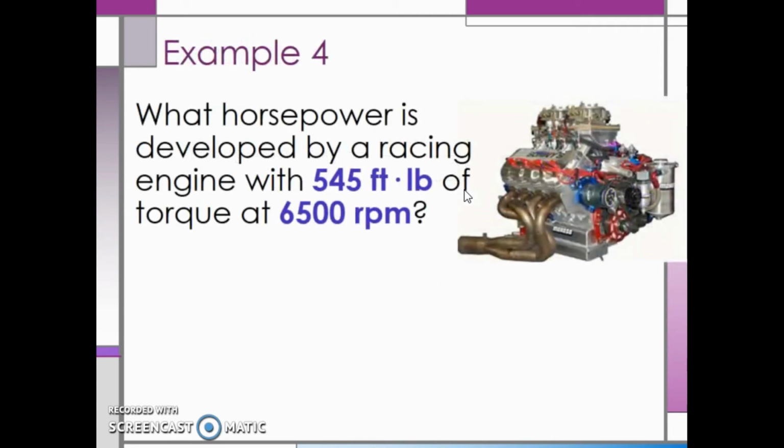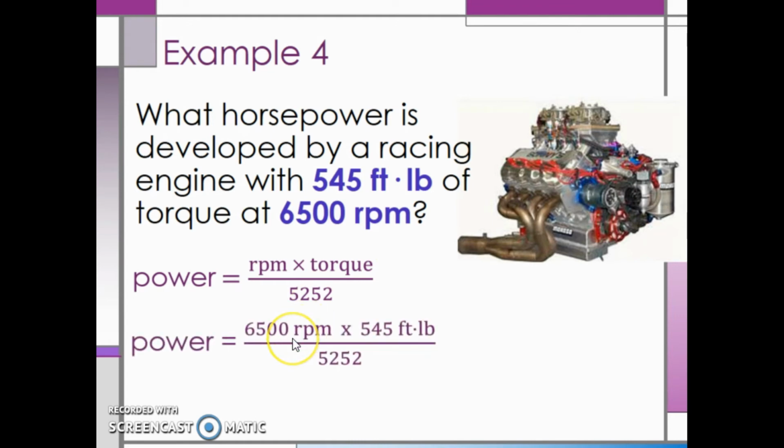Let's take a look at an example of rotational power. What horsepower is developed by a racing engine with 545 foot-pounds of torque at 6,500 RPM? Our equation for power is angular speed in RPM multiplied by torque divided by 5,252.